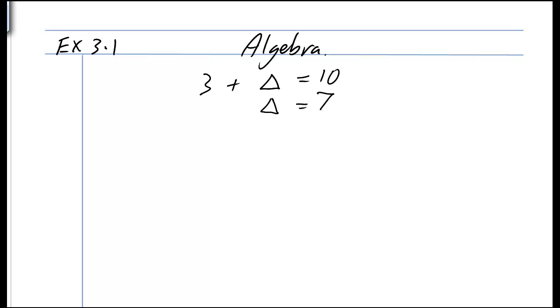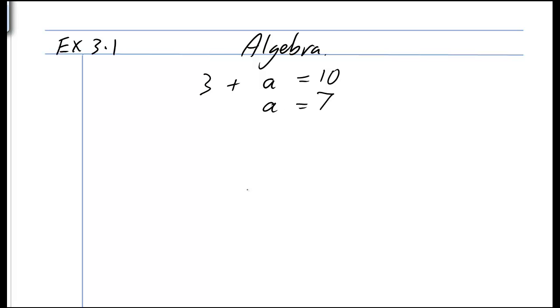Now, instead of using triangles and squares and stuff to represent the unknown quantity, we use letters. Often we use X or Y or A. Let's put a letter A. So 3 plus A equals 10. Now, A just means a number that we're trying to work out, the unknown number. And so therefore A will equal 7.